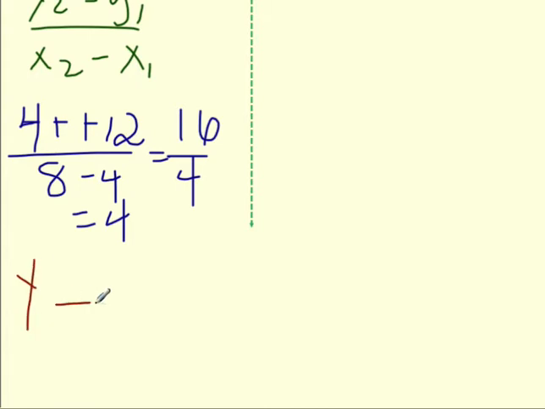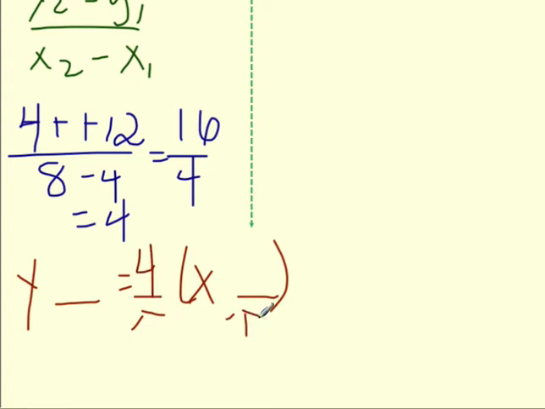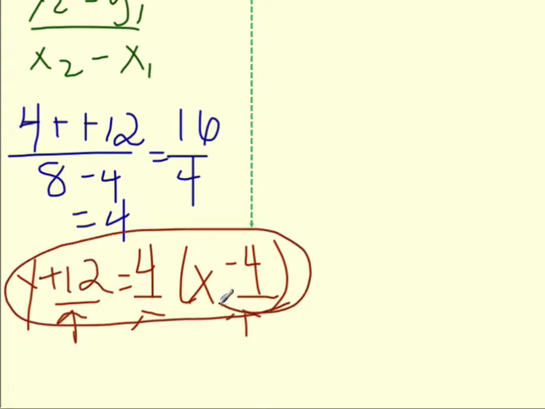So I'm going to set up my puzzle. In here, I'm going to put my slope, which is 4. Here, I'm going to put the opposite of my x-coordinate. Well, here we have a positive 4, so I'm going to write it as minus 4. And in here, I want the opposite of my y-coordinate. Well, it's minus 12, so I'm going to write it as plus 12. So that right here is the point-slope form for that equation.